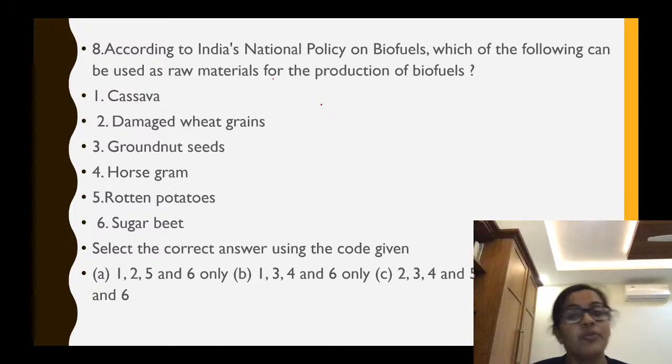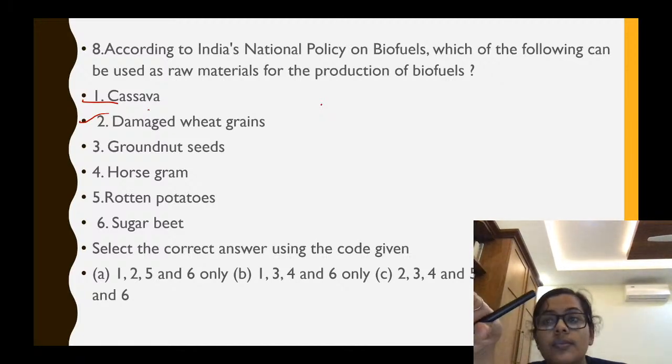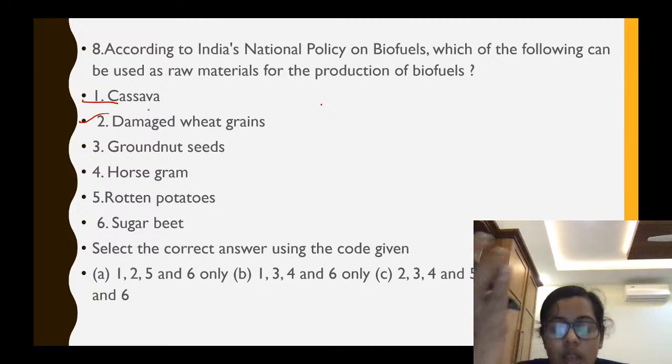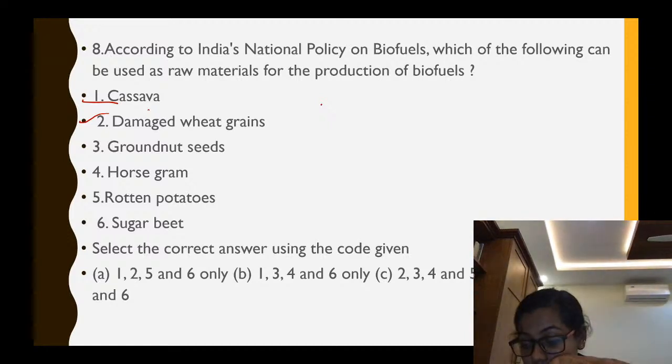So what is the national policy on biofuels? It was a policy which was started in 2018 and now it is going to be implemented. That is why it was in the news, and that is why we asked it. What are the options? Option A, cassava, yes, it's possible. Damaged wheat grains are possible. What about groundnut seeds? It's something edible. So the national biofuel policy is telling that decaying products can be used. Not only that, it should not affect the what?